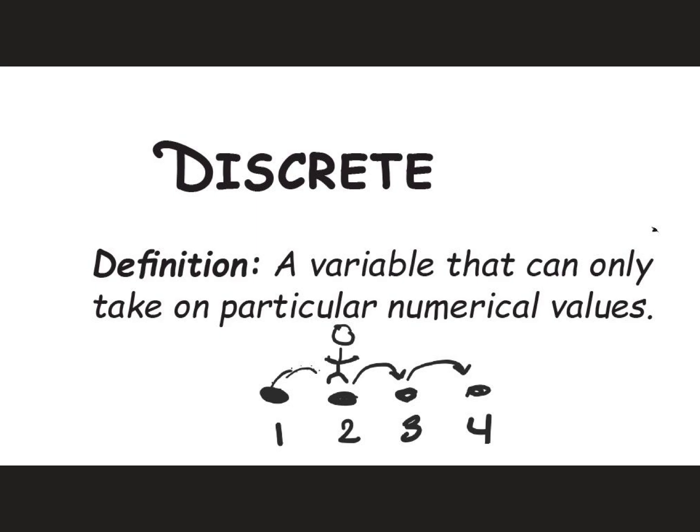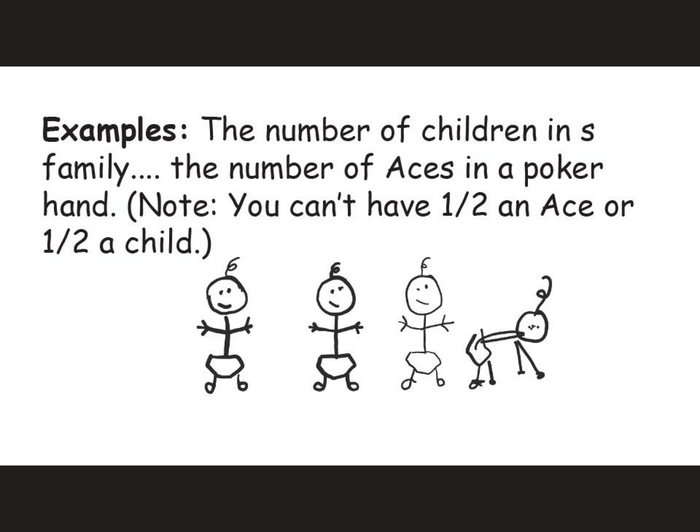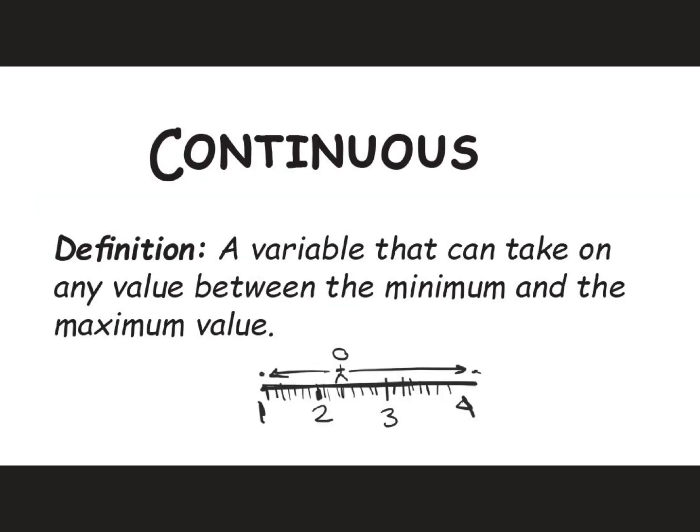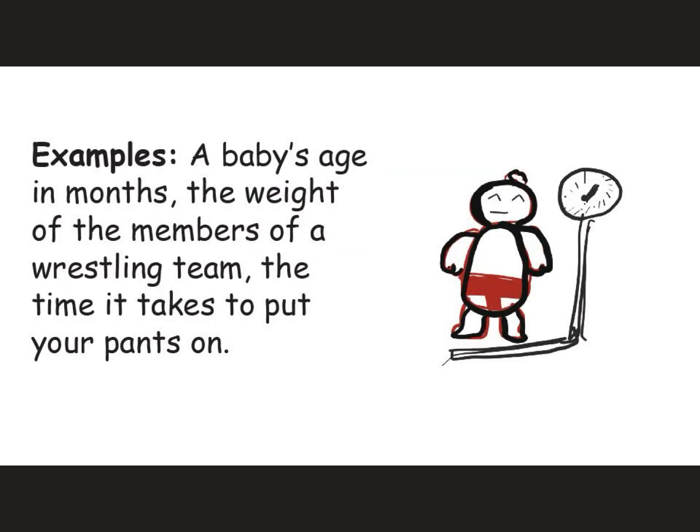Right? Discrete, again, variables that can only take on particular values, versus a number of children, the number of aces in a poker hand. Continuous is a variable that can take on any value between the minimum and maximum value. Again, baby's age, weight, months, that kind of thing.